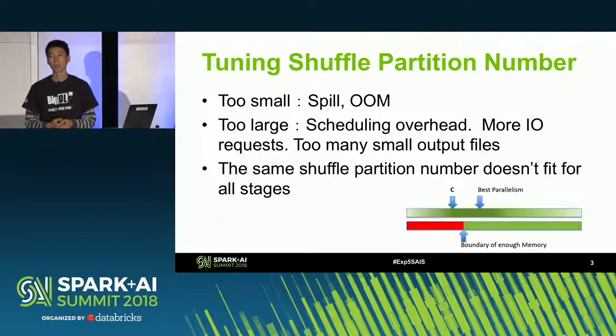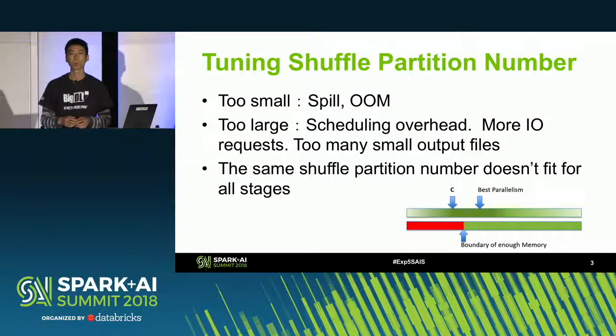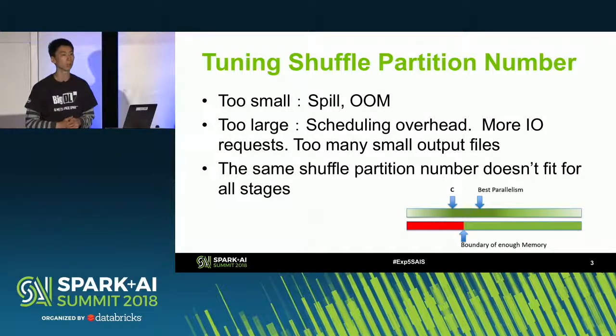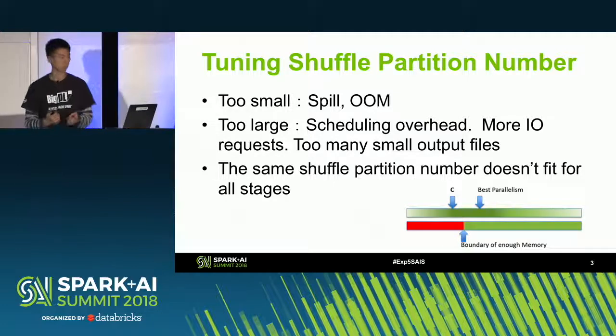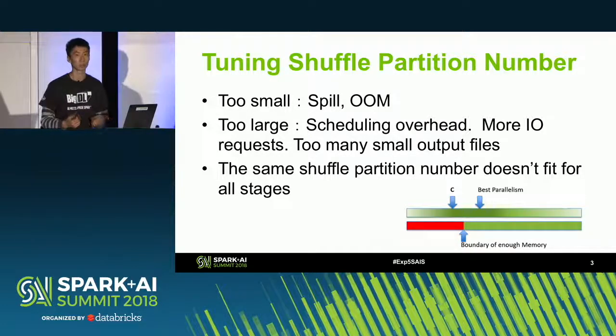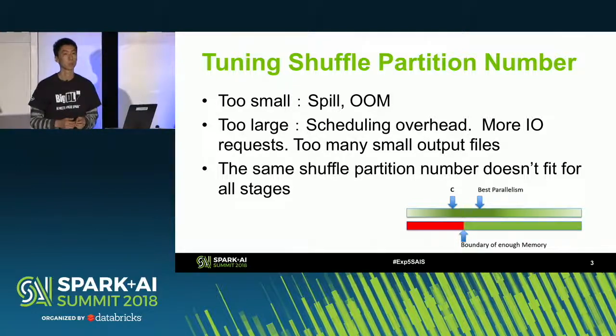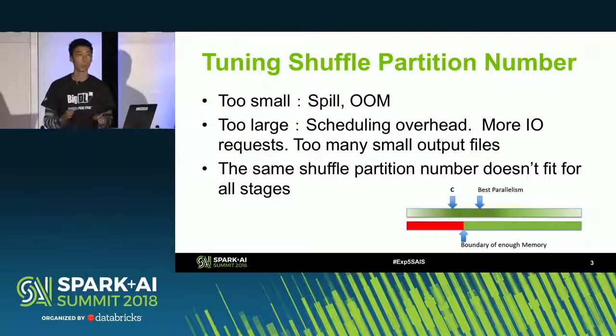However, we know there are a lot of stages in a single query, but you can only configure one shuffle partition number. So the same shuffle partition number doesn't fit all stages. Our idea is to determine the best shuffle partition number for each stage at runtime based on the data size. This is what adaptive execution will do for us.